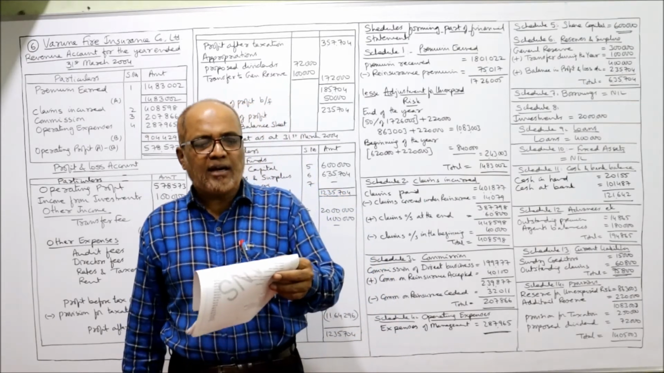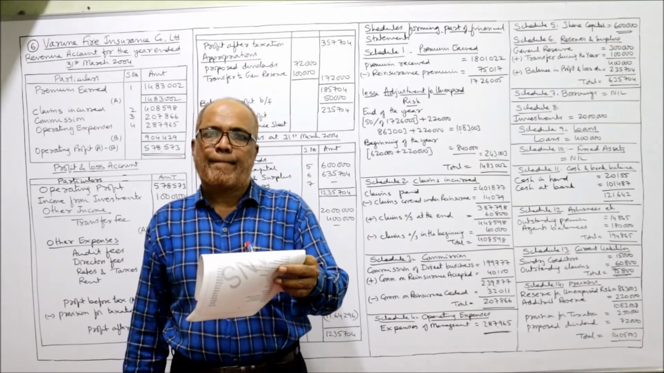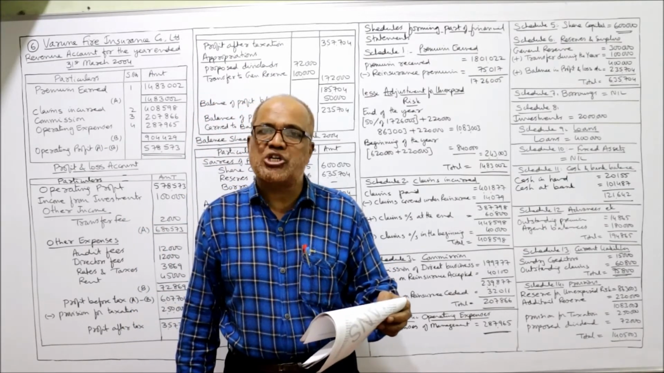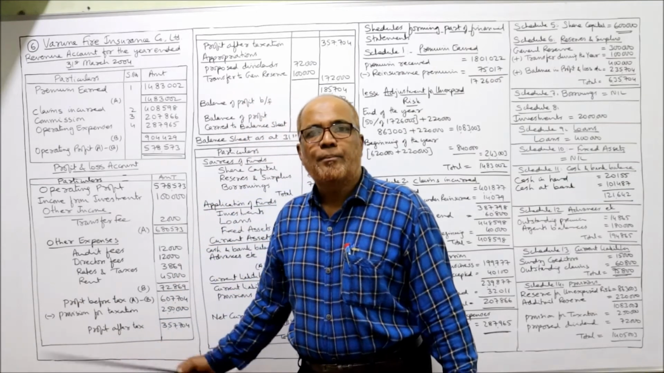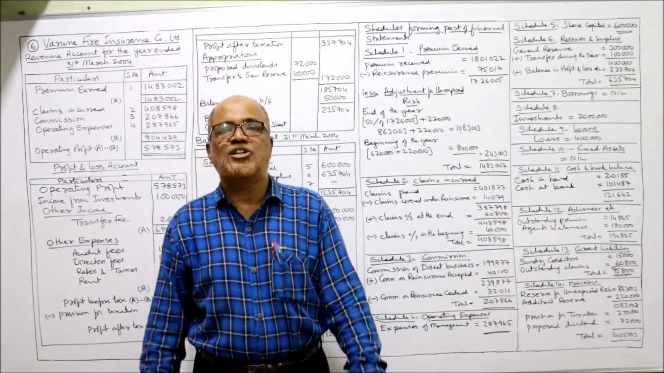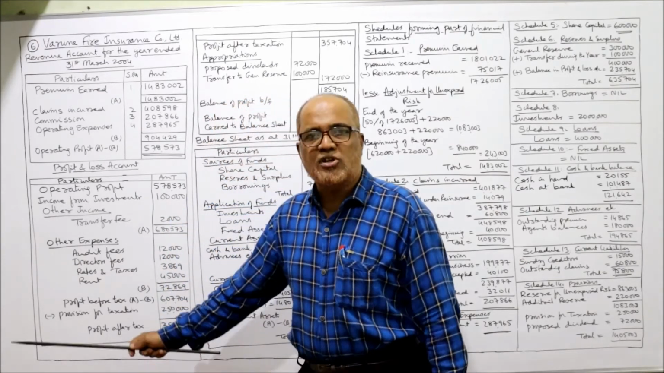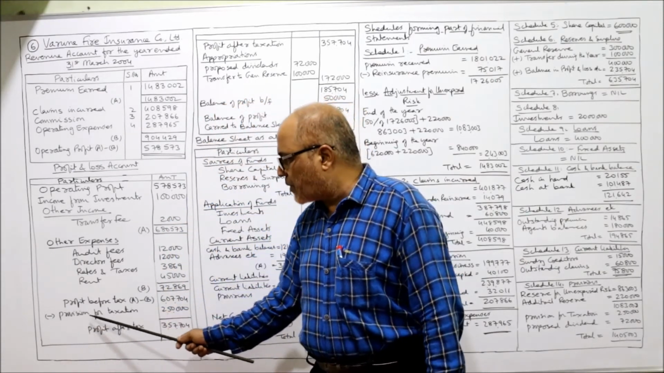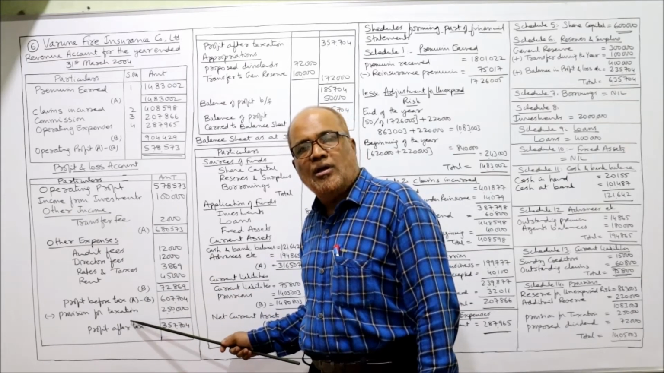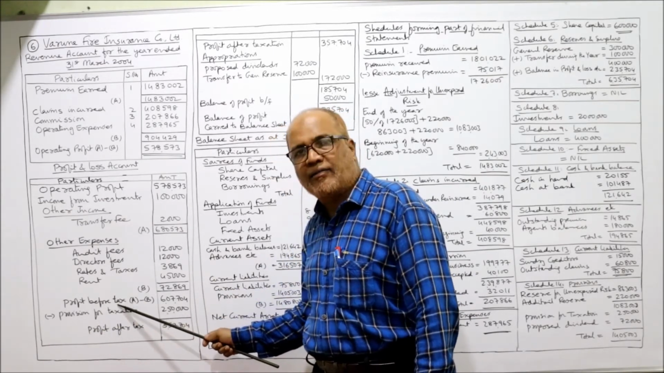Second, income tax to be provided. This is called provision for taxation. This will be taken in the profit and loss account twice, because it is given in the adjustment. First of all, provision for taxation will be taken here: provision for taxation 2,50,000 in the P&L account. It is deducted from profit before tax.